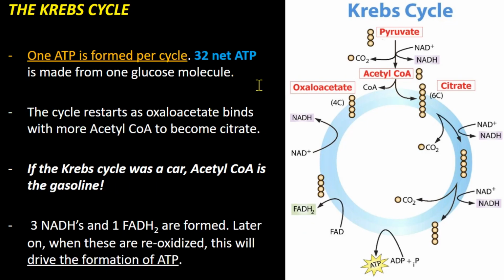So as I said, 1 ATP is formed per cycle, and 32 net ATP is made from 1 single glucose molecule. So the cycle is going to restart as oxaloacetate binds with more acetyl coenzyme A to become more citrate. So if the Krebs cycle was a car, acetyl coenzyme A is the gasoline. You end up with 3 NADHs and 1 FADH2. Later on, these will be reoxidized, and this will drive the formation of ATP.